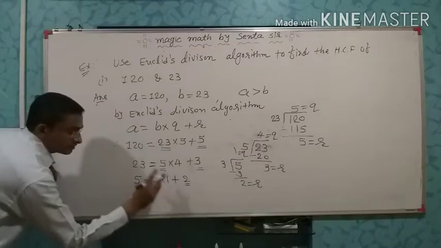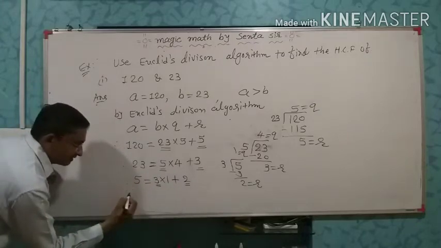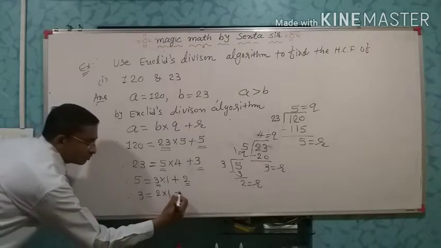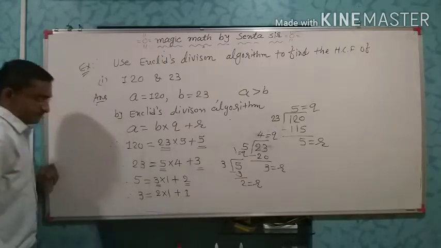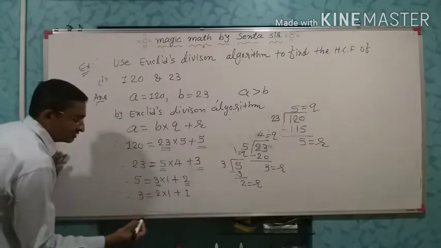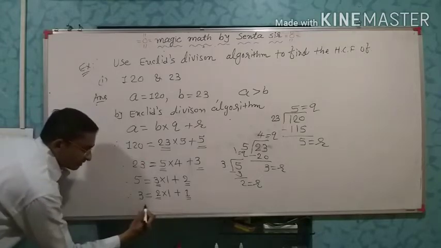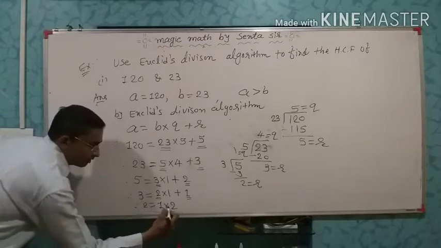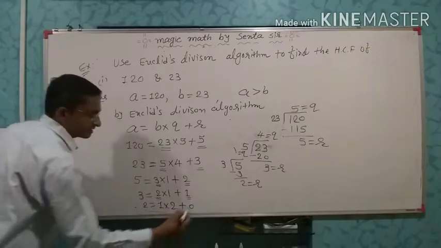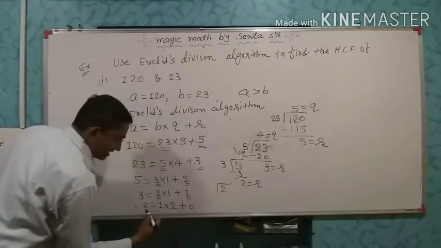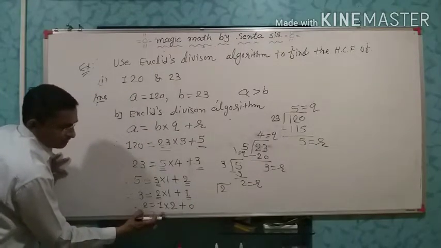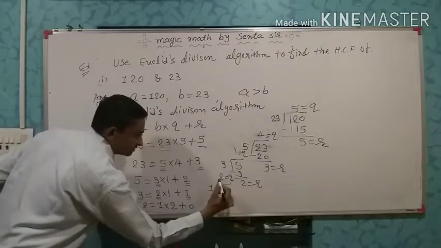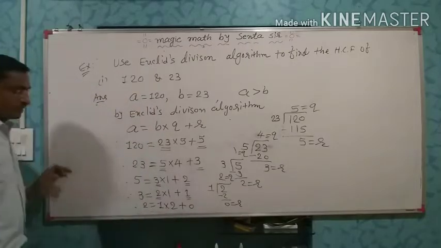Second number and fourth number we take in next step. Therefore 3 is equal to 2. 2 ones are 2 plus 1 is remainder. It is very easy, right? Now second number and fourth number, 2 is equal to 1. 1 into 2. 1 2s are 2 plus 0 is remainder. 2 divided by 1. देखिए इधर 2 divided by 1. 1 2s are 2. Remainder is 0. Q is equal to 2 and R is equal to 0.